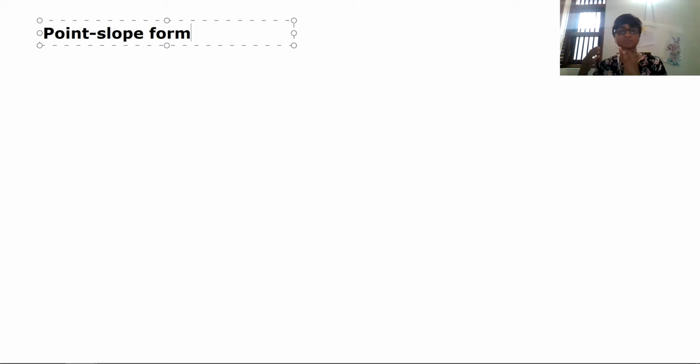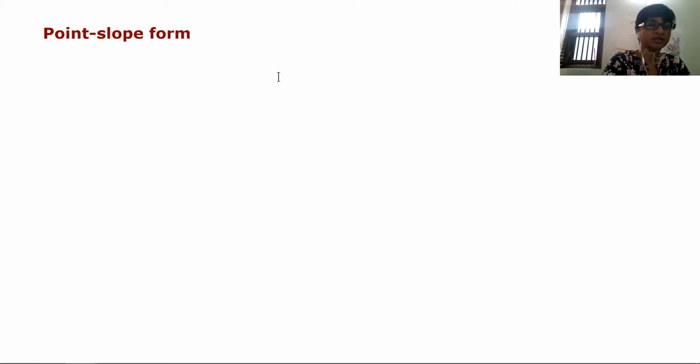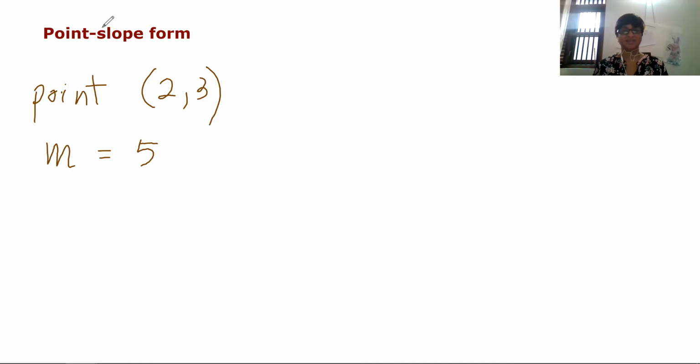If you have the equation of a line written in point-slope form, you already have two pieces of information. You can readily see the coordinates of one point on the line and the slope of the line, right? What happens in point-slope form? So say you know one point on a line. I give you the coordinates of a point. Say I say it's (2, 3). And then I also give you the slope. I say the slope is 5, right? And with these two pieces of information, you can write the equation of the line in point-slope form. Now it's not like magic. How does it come? I will show you all that.